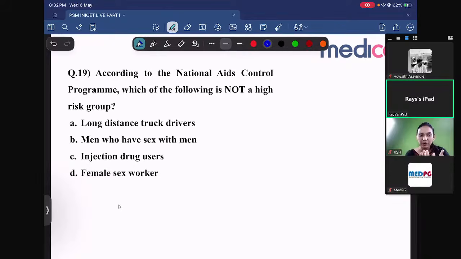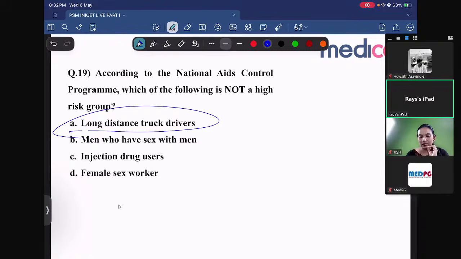So you have the general population, which is the normal people. Then you have certain high risk groups, those who are at a higher risk of contracting AIDS. Then you have a bridge. Bridge population is somebody who can actually take this disease from the high risk group and give it to the general population. So you should know who all come under the high risk group and the bridge group. Rest everybody is in the general population. So here the answer is actually long distance truck drivers. They form a bridge population.